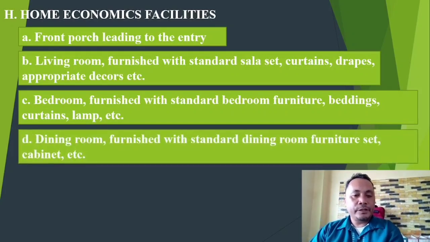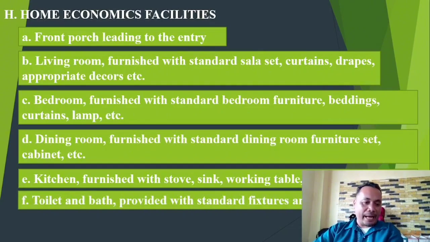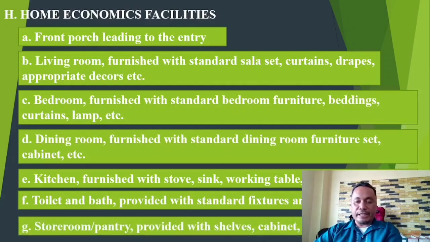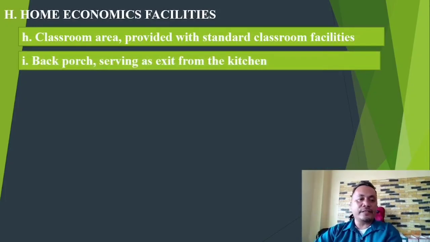Dining room furnished with standard dining room furniture sets, cabinet, o uban pa. Sa kitchen, furnished with stove, sink, working table, shelves, cabinet, o uban pa. And then toilet and bath provided with standard fixtures and furnishing. And then storeroom, pantry, provided with shelves, cabinet, and etc. And then let's proceed to classroom area provided with standard classroom facilities. Okay, then back porch serving as exit from the kitchen.